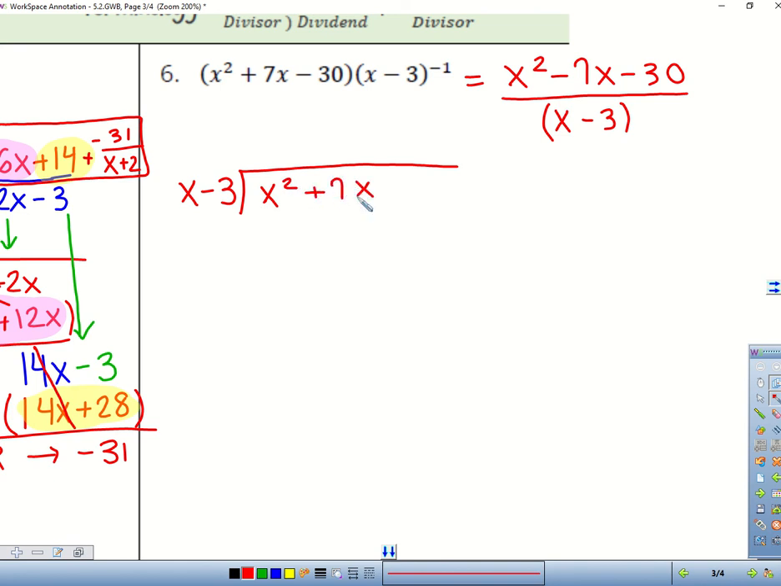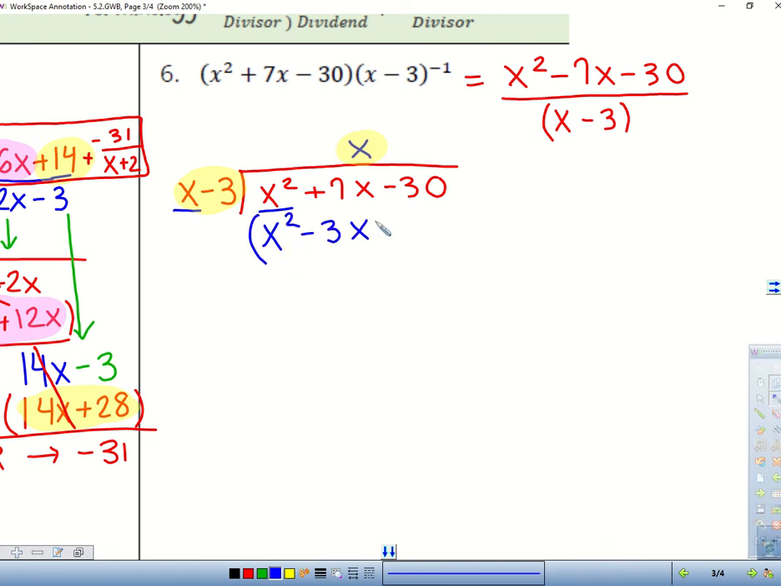Everyone with me on this so far? Okay, here's the procedure. What can we multiply x by to get to x squared? X. That goes here. Line it up with its common exponent power. Then you multiply x times this, just like regular long division. That comes out to be x squared minus 3x.